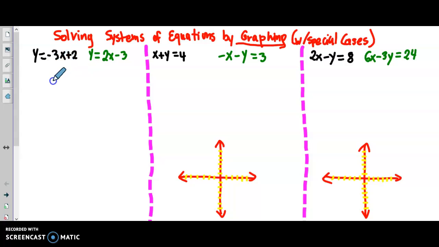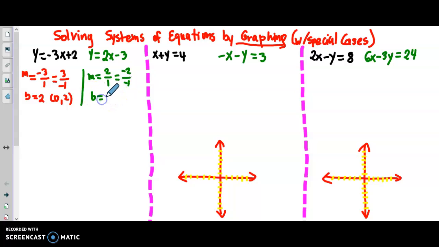In the first system, the two equations are solved for y. So I'm going to pull out the m and the b from each because I have to graph. Looking at the first one, its slope is -3, which means -3/1, and I can also write it as 3/-1. The b of the first is 2, which means (0, 2) is my starting point. For the second, since it's already solved for y, the slope is 2, which means 2/1, or I can put two negatives. And the b of the second is -3, which means (0, -3).